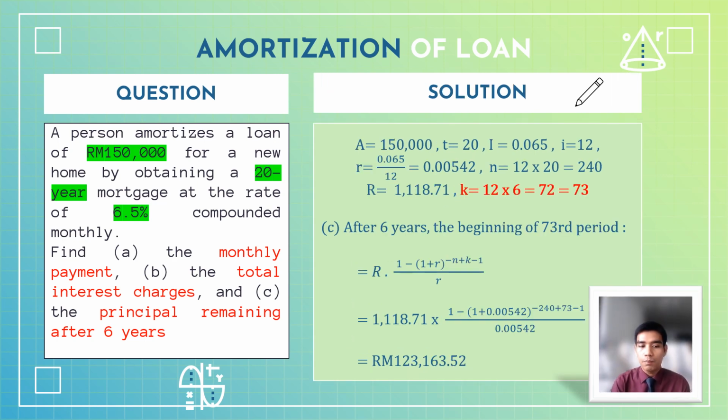For the last question, the principal remaining after 6 years, we use the formula for principal outstanding. In this formula, we need to find the k term first. To find the k term, we multiply 12 by 6, which equals 72. But 72 is the number of payments that have been paid. So, to find the remaining principal, we need to add 1 plus 72, which equals 73. So, after 6 years, the principal outstanding at the beginning of period 73 equals 123,163.52 ringgit.